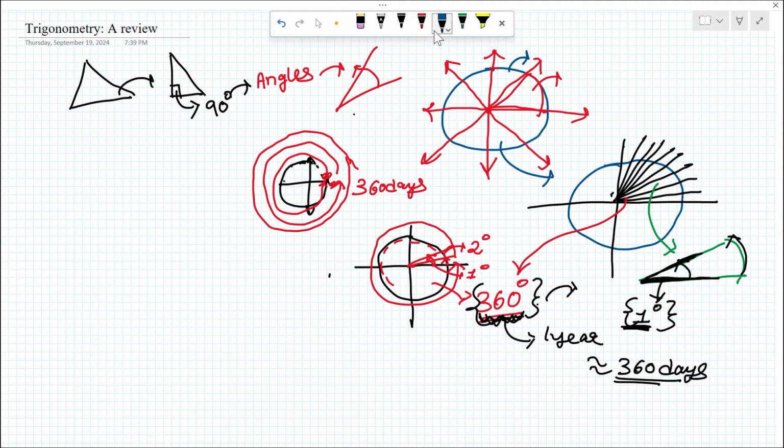That's just a background. I know this has become a bit too informative, but that's okay. Alright, now coming back to our main topic of triangles and trigonometry.